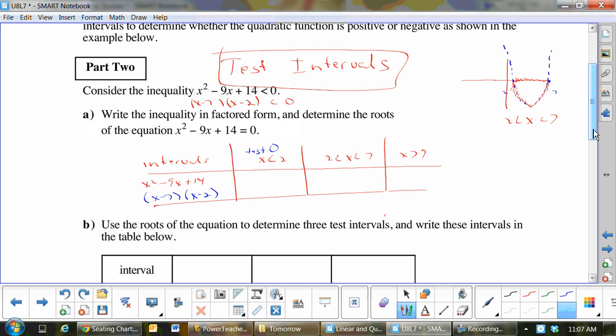So what you do is you take 0 and you put it into where x is. Now, that would be 0 minus 7 is negative 7. Negative 7 times negative 2 is positive or negative? So we're going to write positive there.